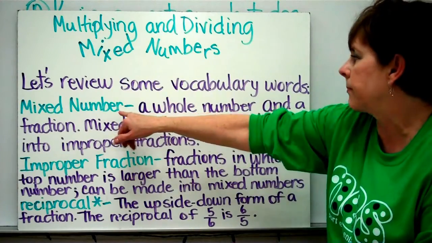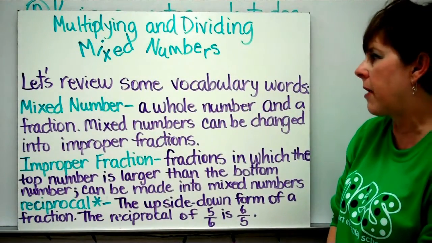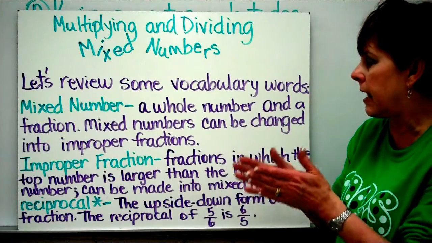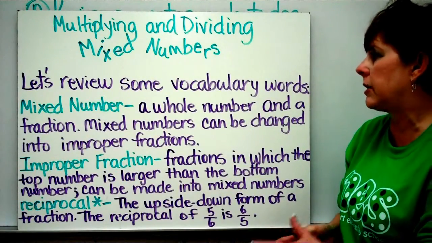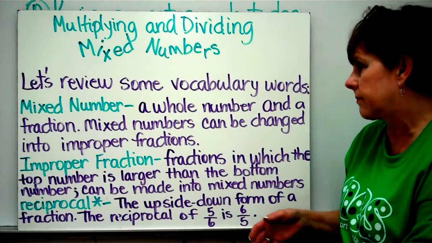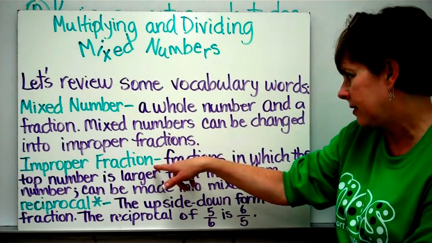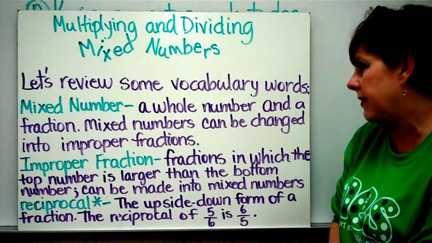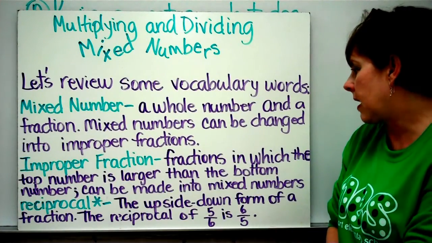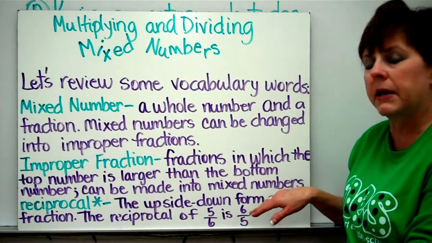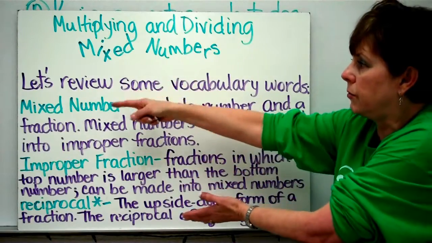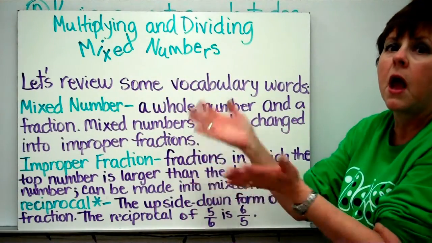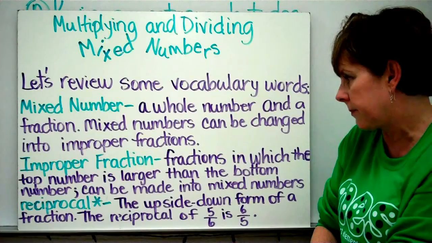What is a mixed number? A mixed number is a whole number and a fraction. They're put together. Mixed numbers can be changed into improper fractions. What's an improper fraction? These are fractions in which the top number is larger than the bottom number. They can also be switched over into mixed numbers. We know that these two, mixed numbers and improper fractions, are related to each other.